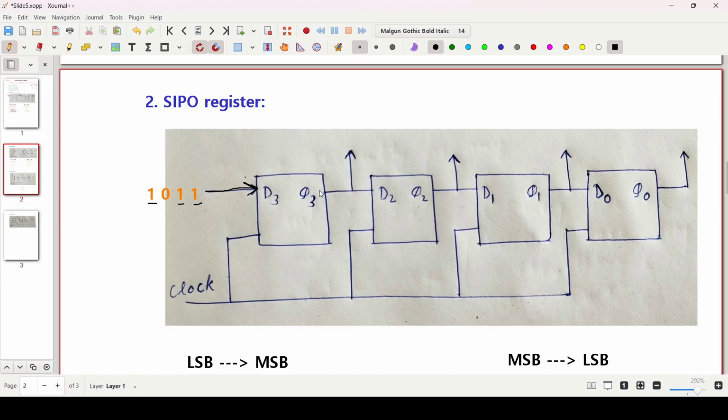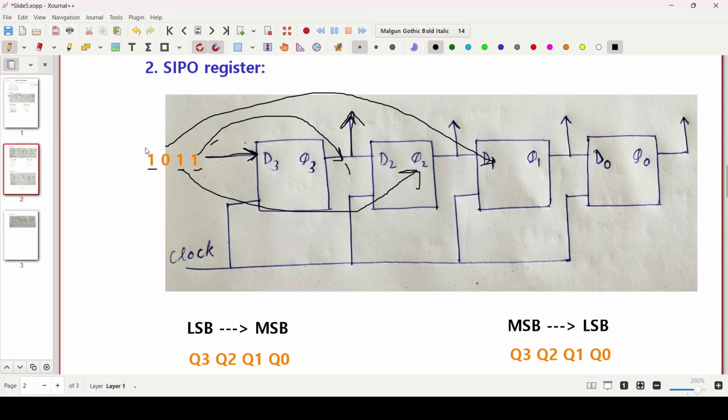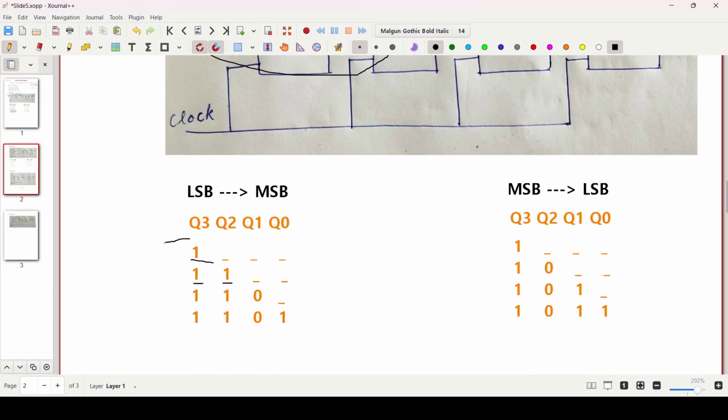the one which was previously present at Q3 will not be pushed forward at Q2, because we can take out 1 from here also, because it is parallel out. So 1 will be present here, this one will come here, this one will come at Q2, this 0 will come at Q1, and this one will come at Q0. So this is the order of the output: 1 1 1 1 1 0 1 1 0 1, right? So this is for LSB to MSB.